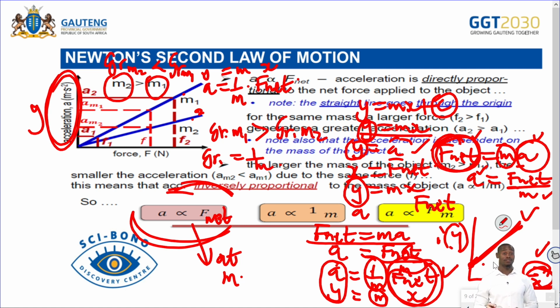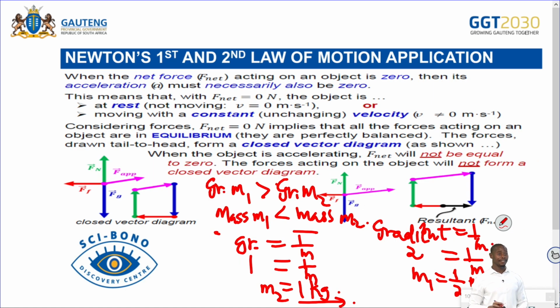Gradient represents the inverse of what? Of the mass, right? Then Newton's first law and Newton's second law of motion, then the application, right? So already learners have talked about this, that when it comes to your Newton first, it's either an object is at rest or moving at a constant velocity or constant speed.